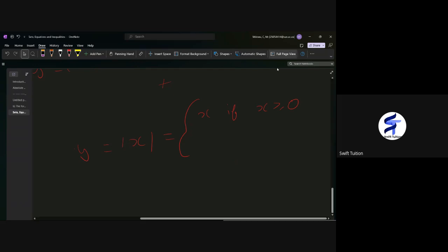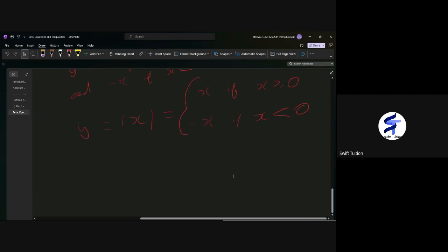So assuming that x is negative, then we're going to change the sign. We're going to multiply by -1 if x is a negative number. Sorry, my pen is acting out. Okay. If x is less than 0. So what does this say? This says use the function y is equal to x when x is greater than or equal to 0, and use the function negative x if x is less than 0.